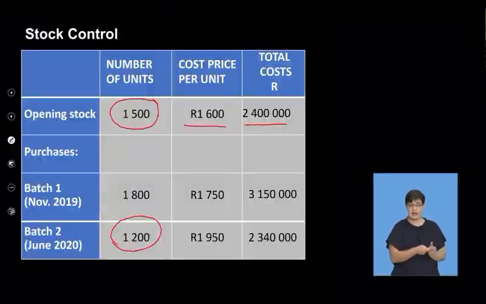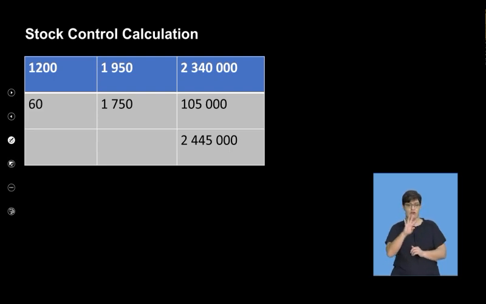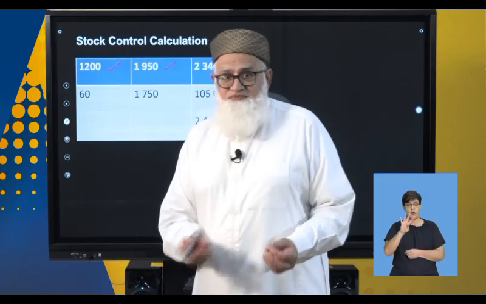How many items were purchased? 1,200 items were purchased in the last batch. The per unit value was 1,950, and the total rand value was 2,340,000. Therefore, when you're doing your calculation, here goes: 1,200 units, the cost price per unit was 1,950, and the rand value of those units was 2,340,000.